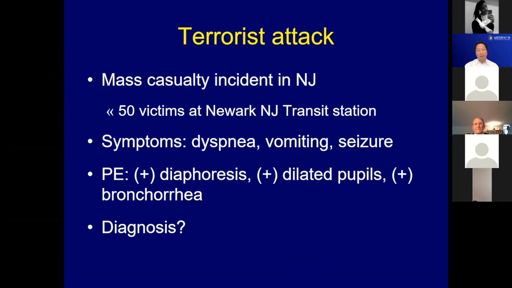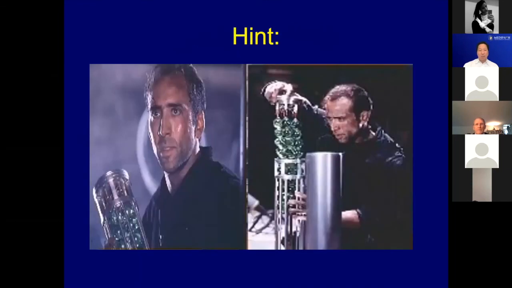Okay, next slide. We have a 50 people incident in Newark, New Jersey. They're short of breath, they're vomiting, they're having seizures, they're sweaty, they have dilated pupils, they have secretions. What's the diagnosis? This is the hint. This is a movie. Anyone seen this movie before? This agent was found in a chain, what was it called? A chain of pearl configuration.